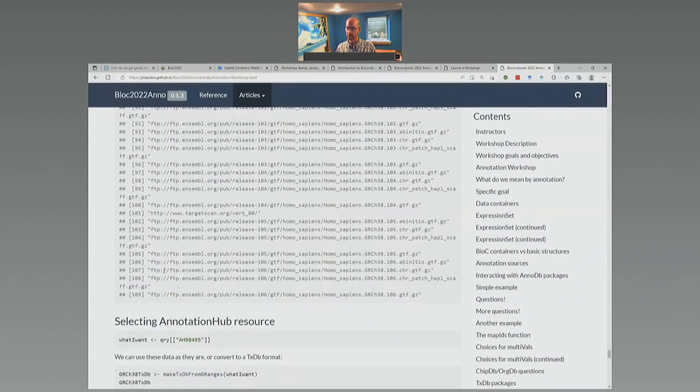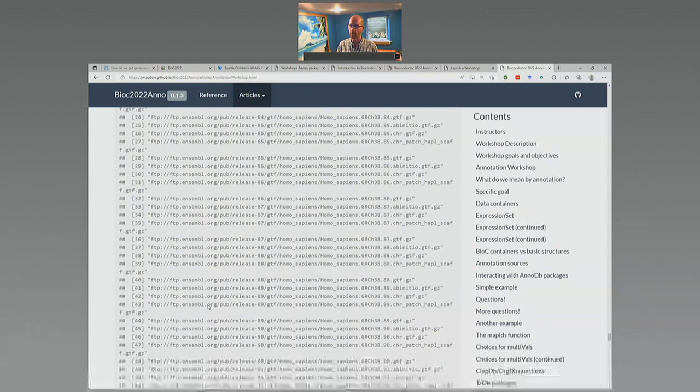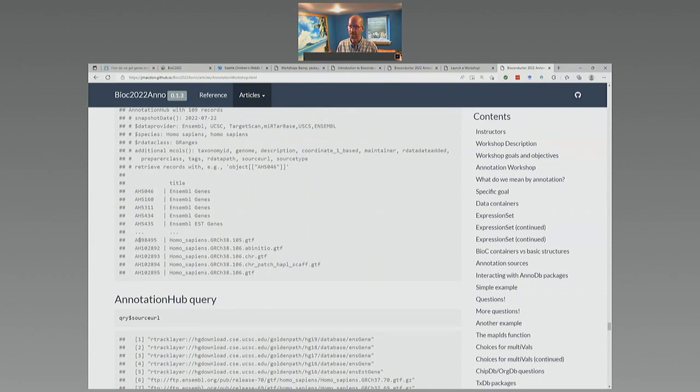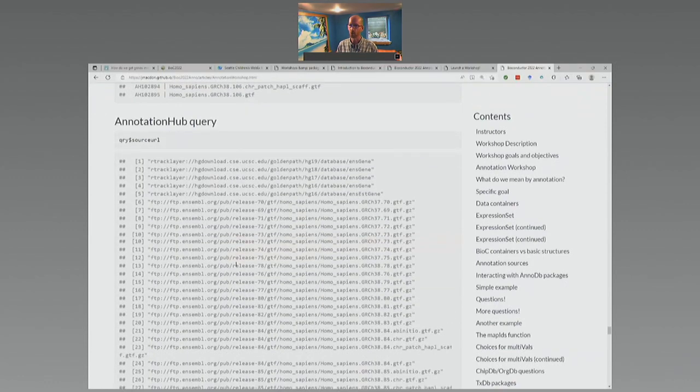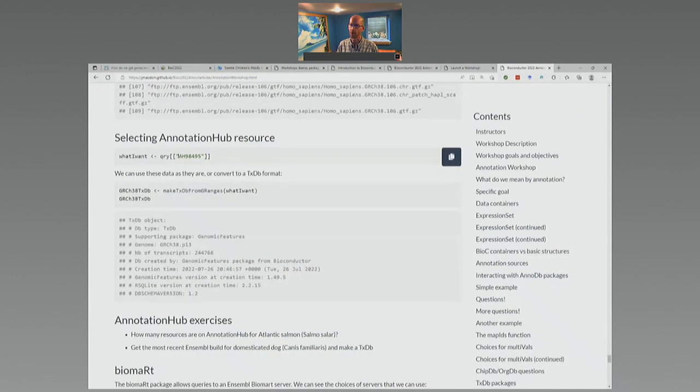So what I decided is I'm going to get this one, mainly because I was having problems with it. I wouldn't download this one yesterday. So what I want is query, and it told you to do that up here. This is that AH thing, and it says right here, retrieve records with object AH whatever, right? So that's what I'm going to do. Down here, what I want is the query, and I'm going to do double bracket and in quotes AH98495. And it'll download this GTF from Ensembl, and then I'll have a GRanges object.